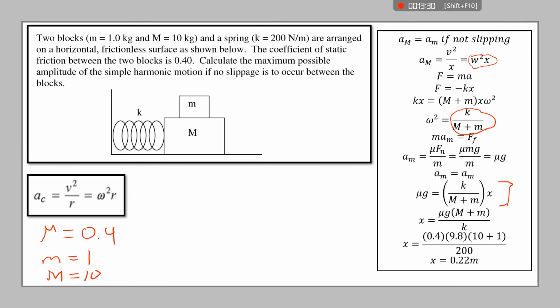And we can substitute in and get our maximum possible displacement, which would be our amplitude. Okay, any questions on this one?